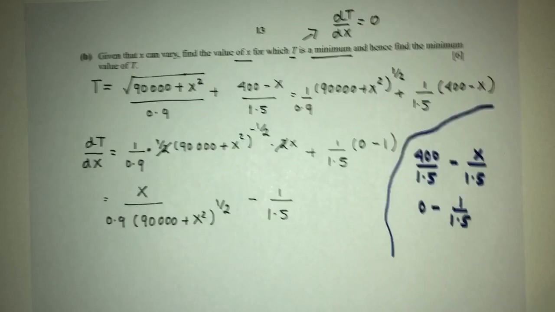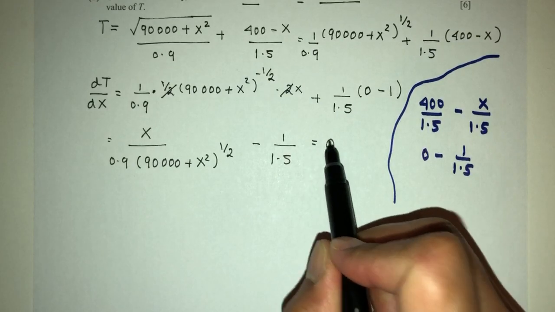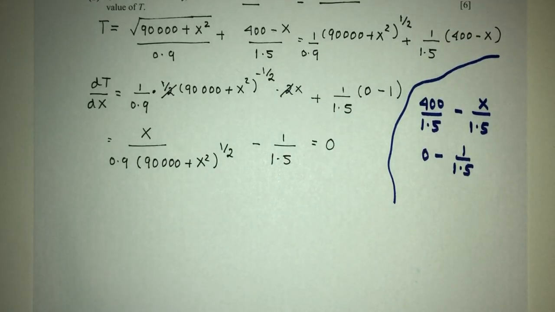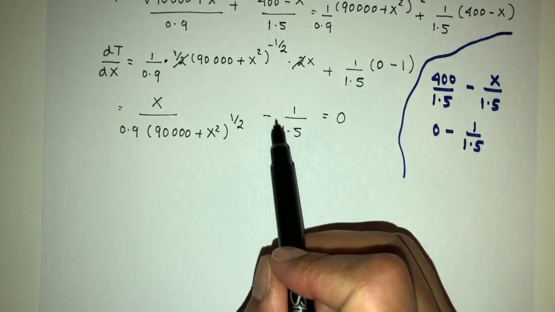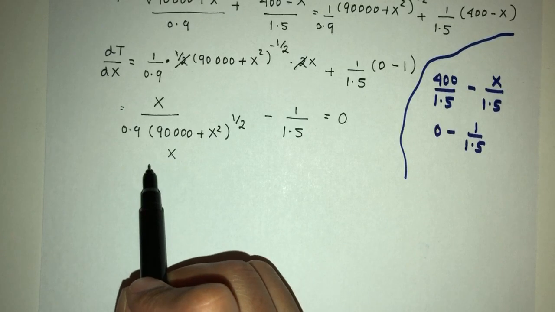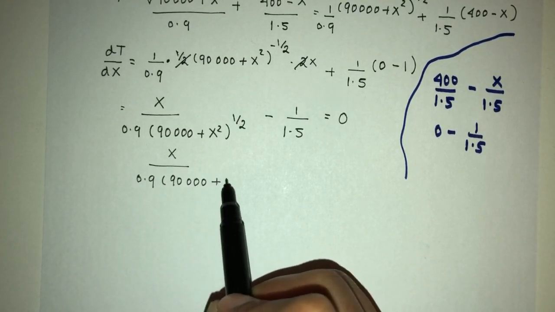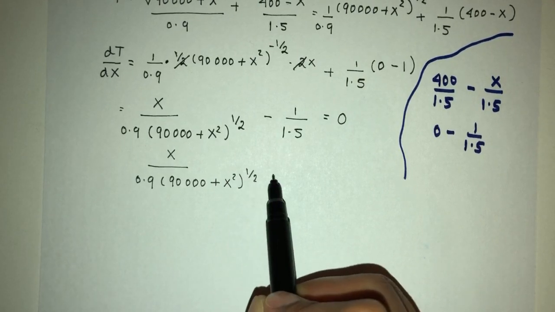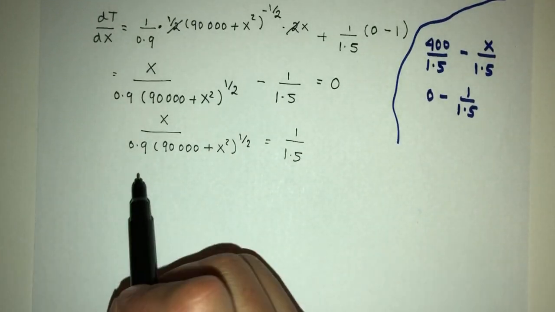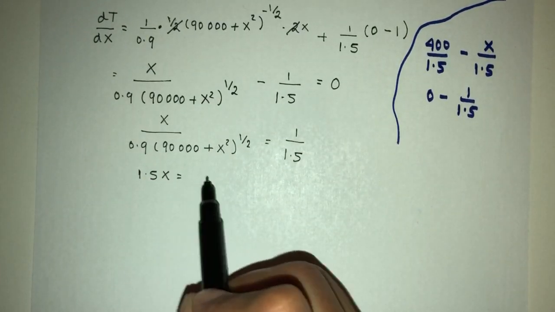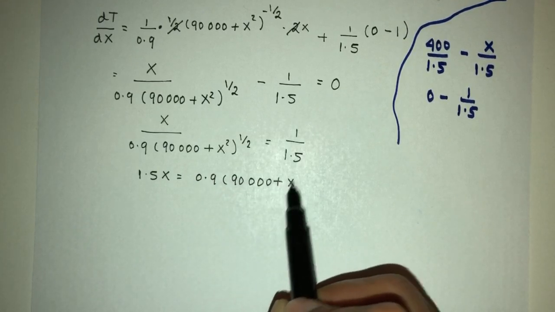Now we know that we have to find the value of x at this equal to 0. So how to solve for the value of x? Step by step, let's see what happens. First send this over here, you will have x over 0.9 times (90,000 plus x squared) to the power half equal to 1 over 1.5. Now we have to cross multiply. You will have 1.5x equal to 0.9 times (90,000 plus x squared) to the power half.